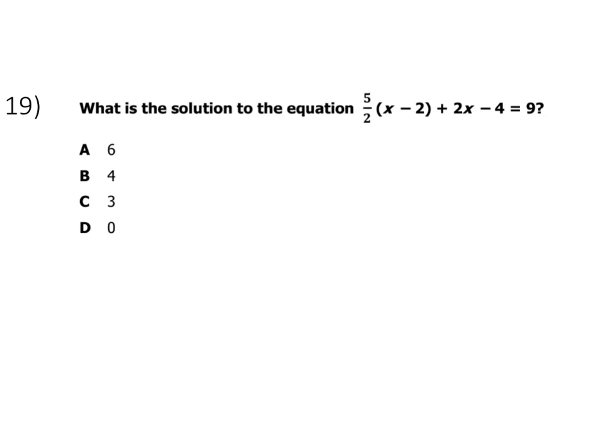What is the solution to the equation 5 over 2 times x minus 2 plus 2x minus 4 equals 9?